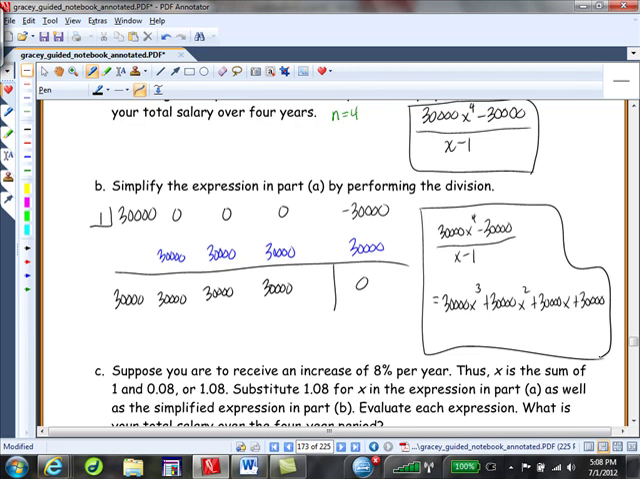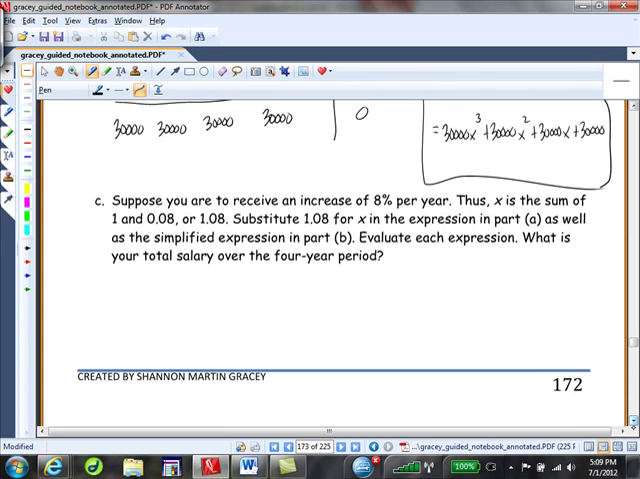Okay, now what we're going to do is we're going to explore and make sure that these two expressions are equivalent. Okay, so suppose you are to receive an increase of 8% per year. So that means x is the sum of 1 and 0.08, which is 1.08. So that's what we'll be substituting for x in the expression in part A, as well as the simplified expression in part B. And we're to evaluate each expression, you'll need a calculator for this, and we need to find out our total salary over the 4-year period. Okay, so here we go.